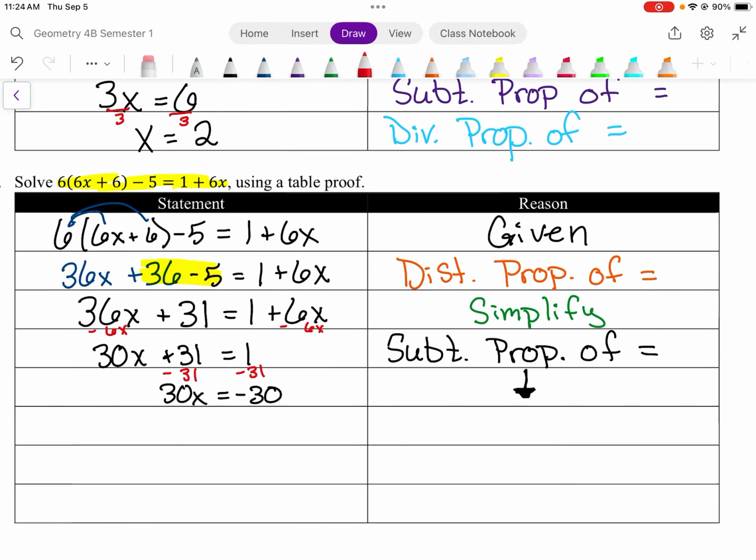Then the last thing, I need to get rid of the 30, so I would divide both sides by 30. And that gives us our answer where x equals negative 1. And that was our division property of equality.